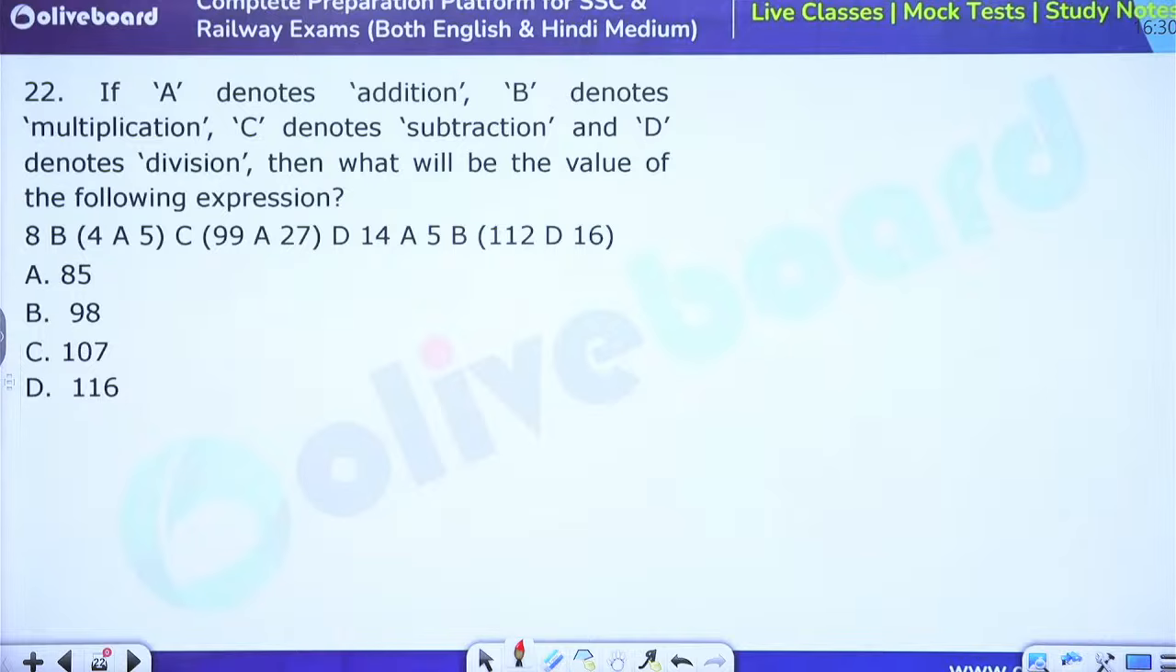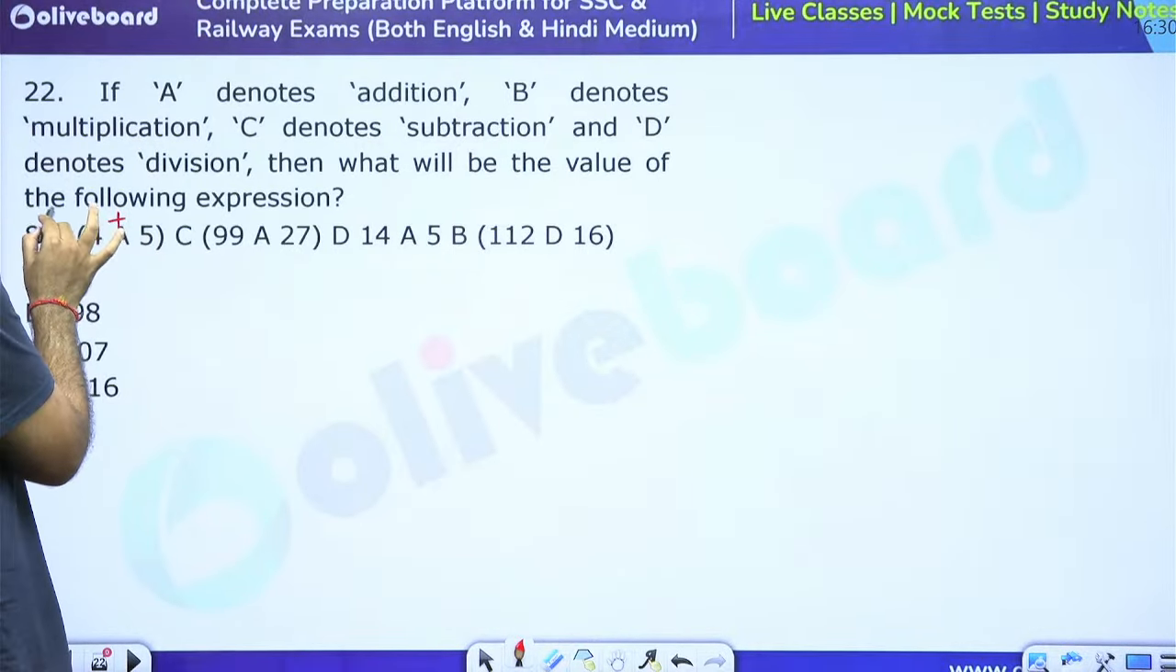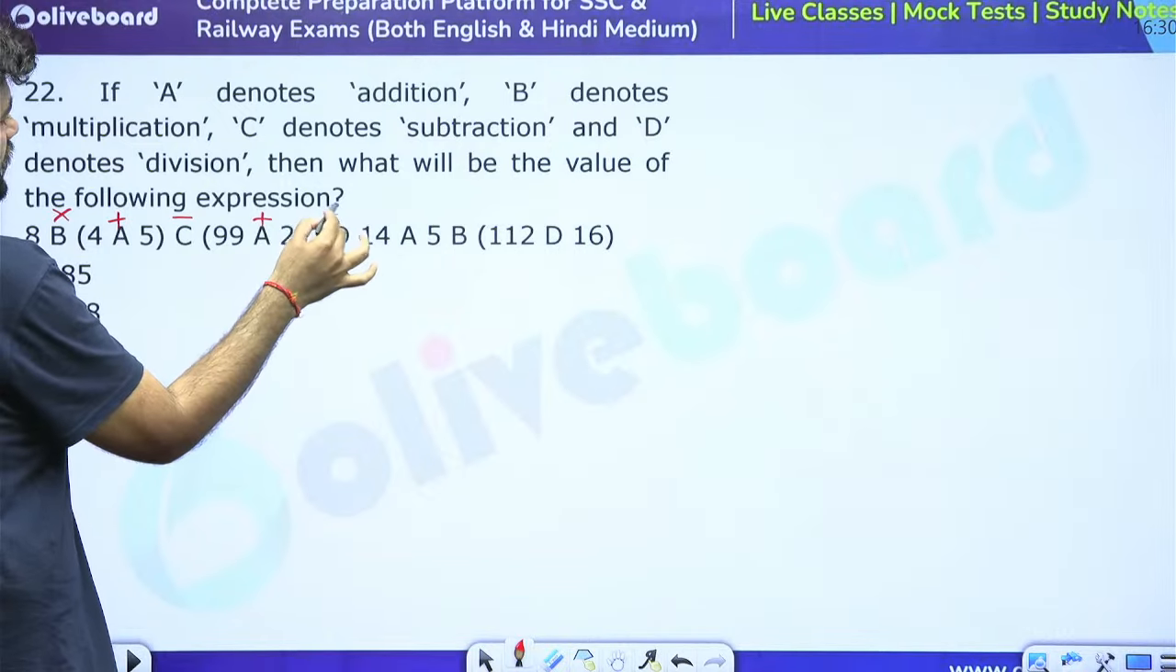A denotes addition, B denotes multiplication, C denotes subtraction, D denotes division.